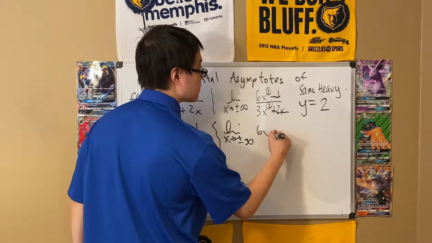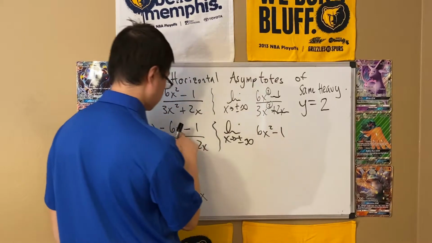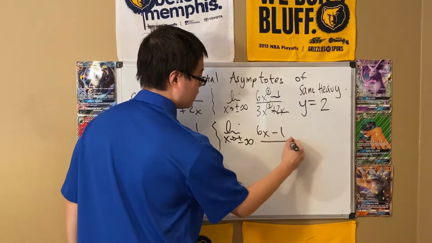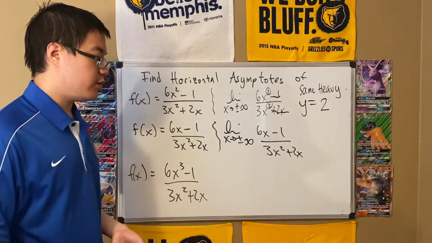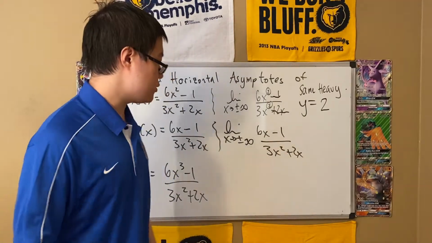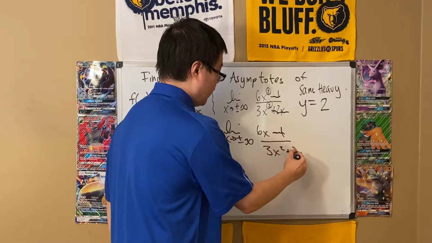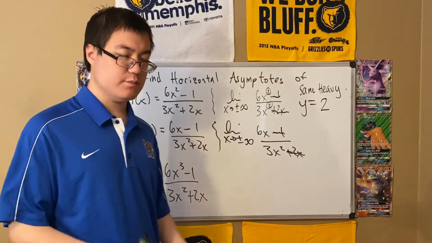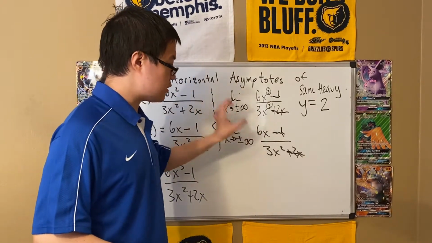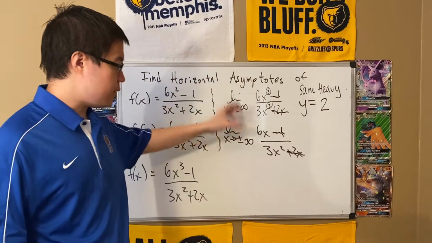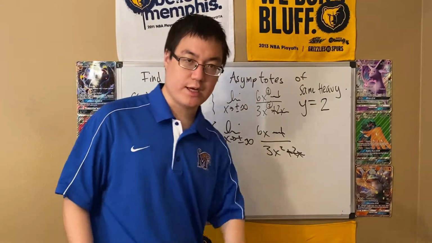So it's going to be 6x squared minus 1, or this is just 6x, so there's no more squared here. 3x squared plus 2x. Again, anytime you're going to infinity and negative infinity of polynomials, you can ignore the non-leading terms, or the terms that aren't the biggest in the exponent. Just ignore those guys. Just focus on the main culprits here. So the main culprits are going to be 6x and 3x squared.